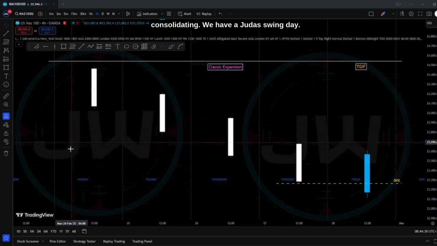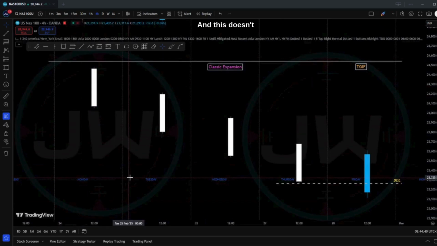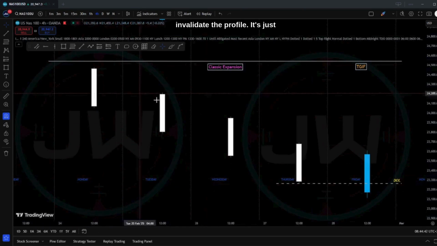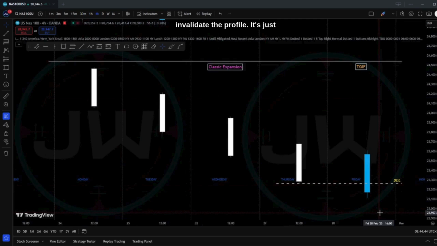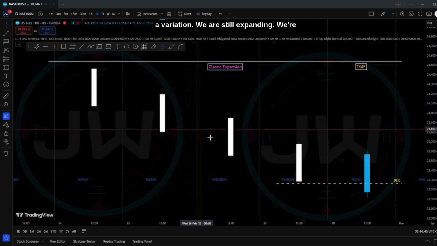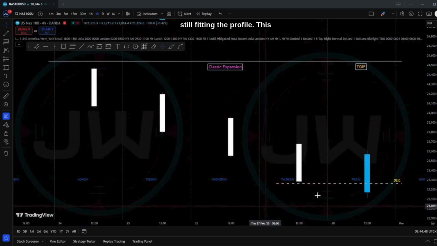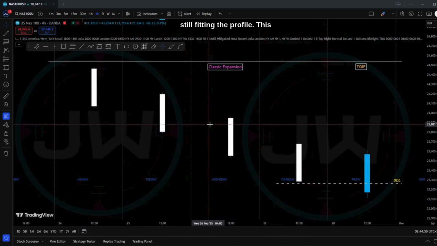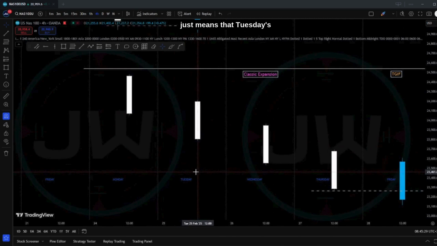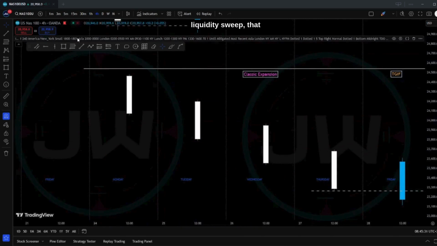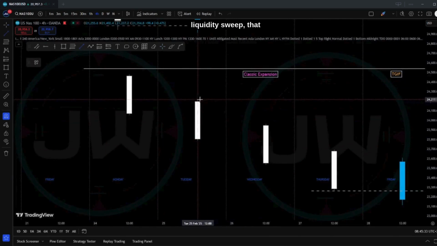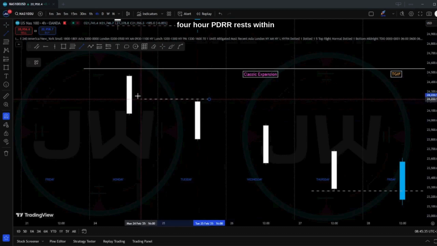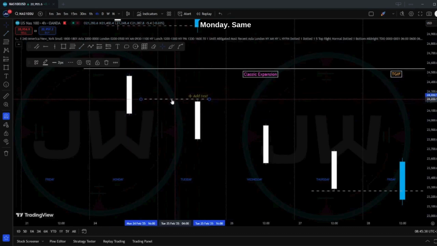Instead of consolidating, we have a Judas swing day. And this doesn't invalidate the profile. It's just a variation. We are still expanding. We're still fitting the profile. This just means that Tuesday's liquidity sweep, that 4 hour PD array, rests within Monday.